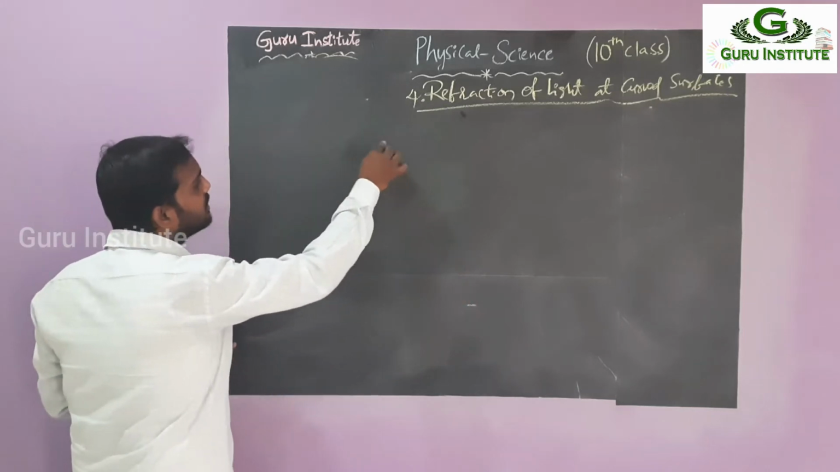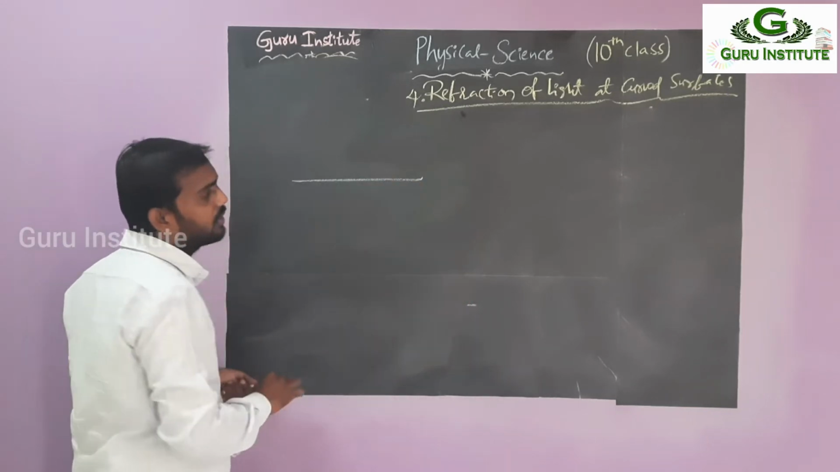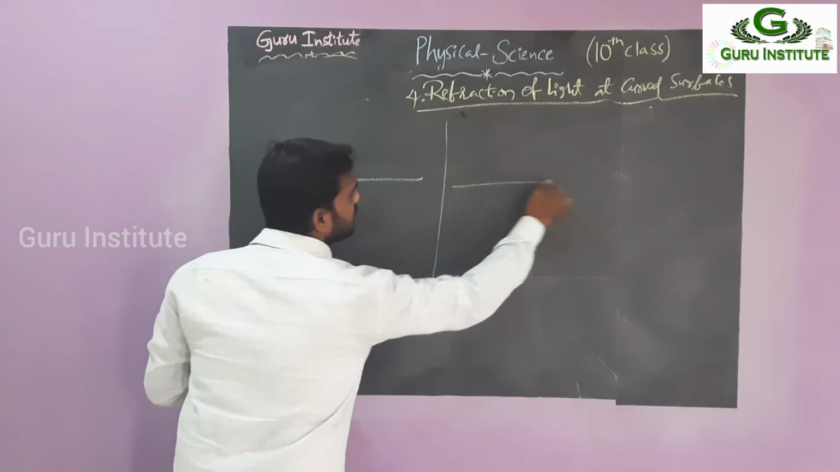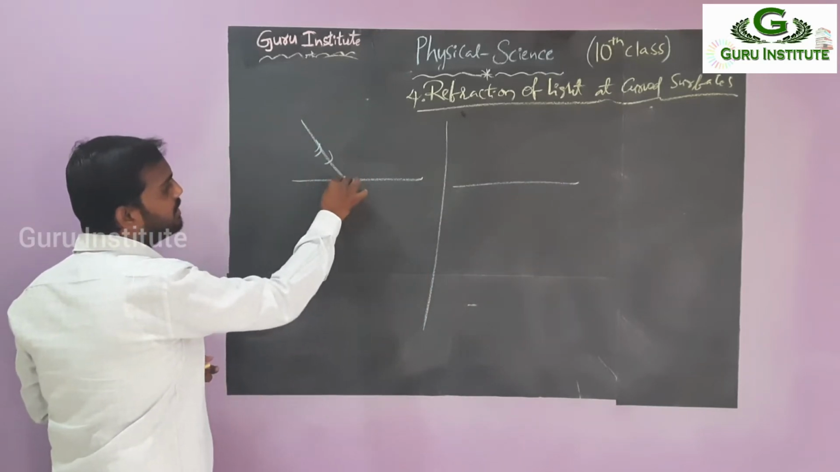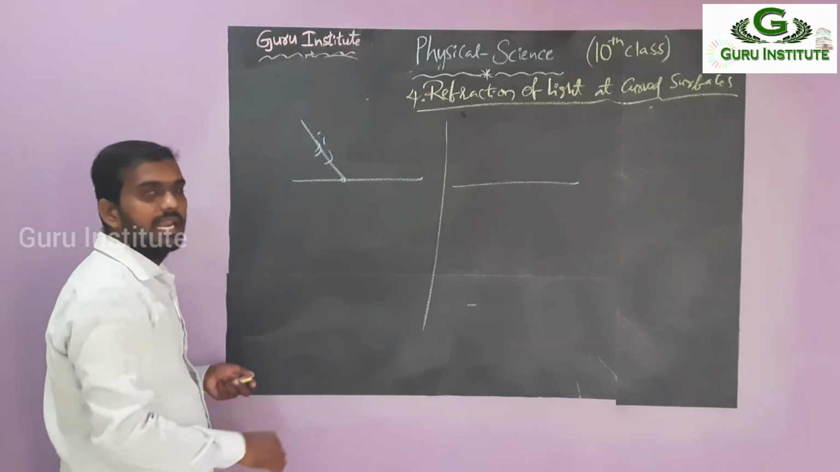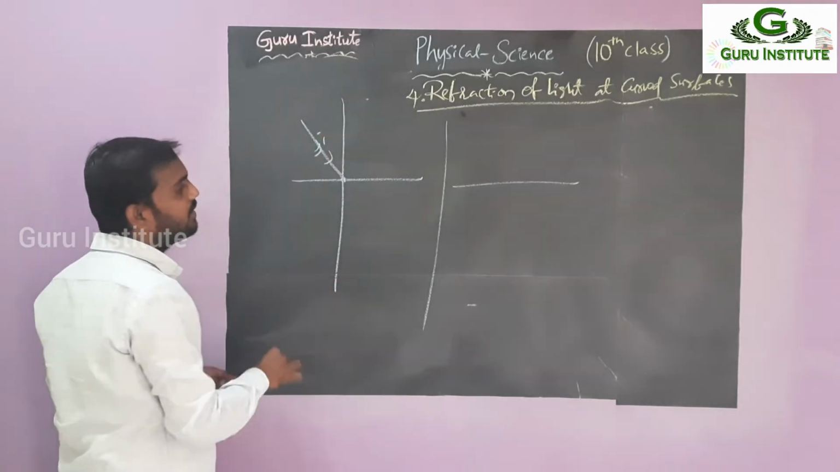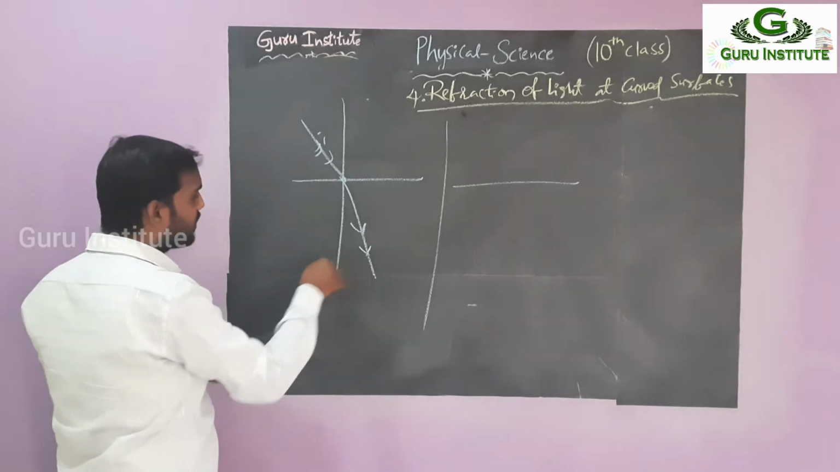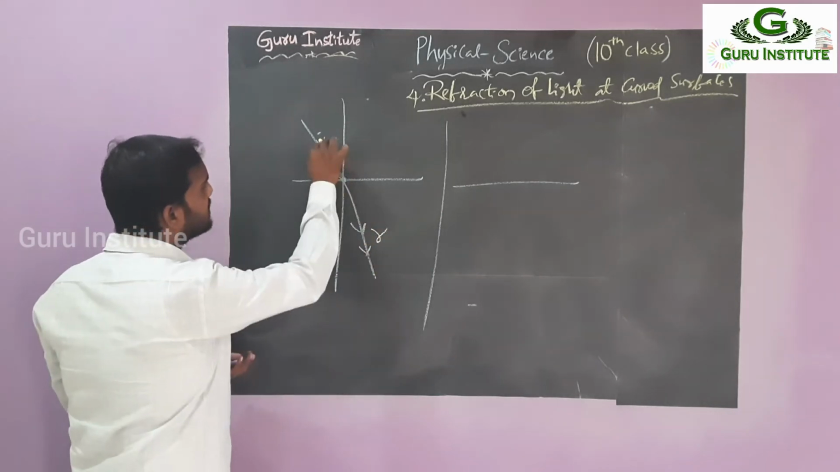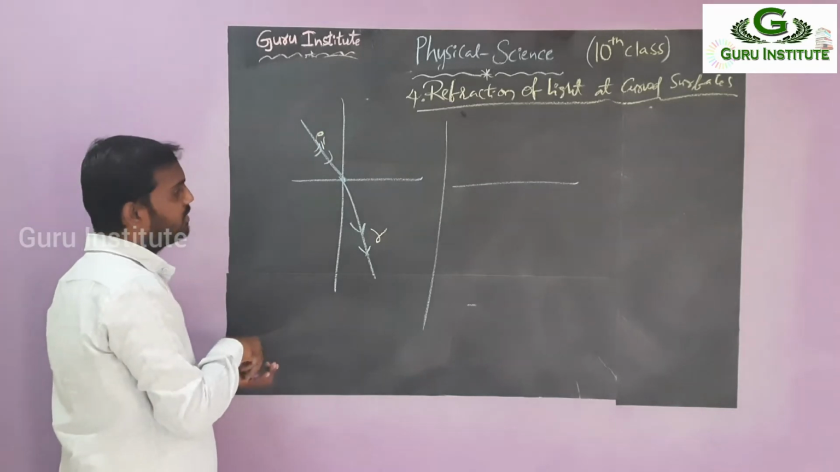What is this one? This is the plane surface. Again, this is one plane surface. So this is the incident ray, and at this point we have to draw a normal, and it should be coming like this, nearer to the normal. This is the refracted ray. This is the incident ray. This is the refracted ray. This is the one case.